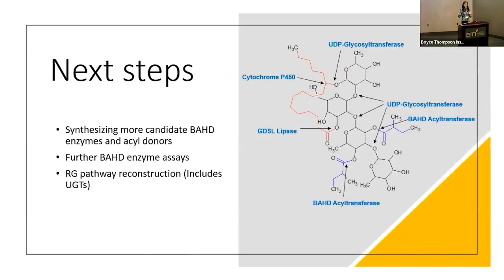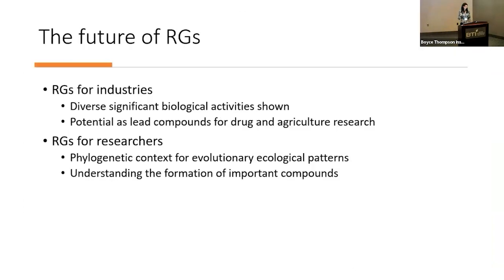From now on, clearly based on the prior results, we don't really know the specific proteins or the specific donors that are actually involved in this process. So we're basically going to be synthesizing a whole lot more of them and testing them out in assays. And then hopefully successful candidates can also be used for this RG pathway reconstruction.